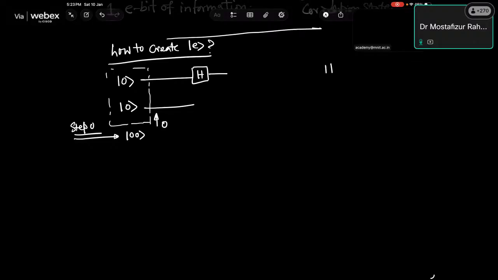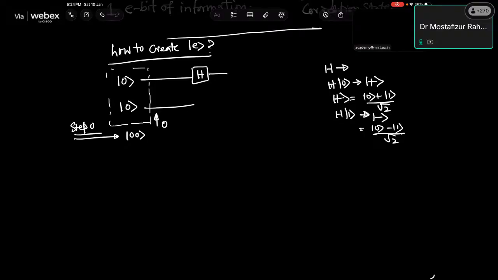So what is the role of Hadamard? The role of Hadamard is if you apply a Hadamard in front of 0, it will create a superposition and you will be getting the plus state, right? So plus state is basically 0 plus 1 by square root 2. So this is the purpose of Hadamard gate. Okay. If you apply Hadamard to 1, it will create the minus state, which is 0 minus 1 by square root 2.